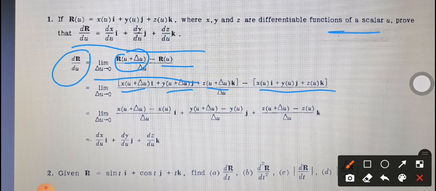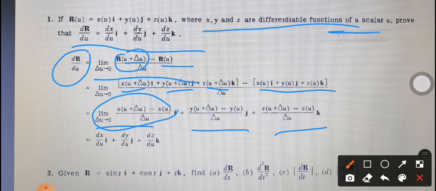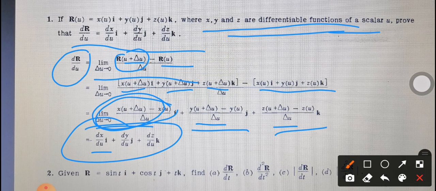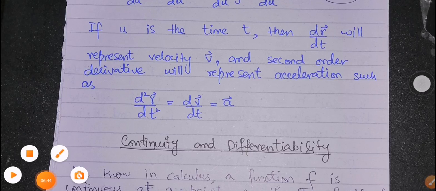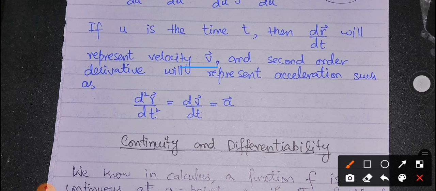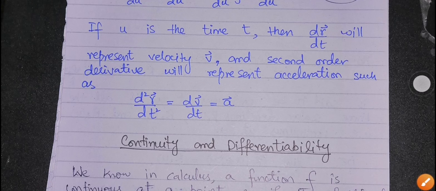So now separating the i, j and k components, we get this form, and this is going to be dx by du, because x, y and z are differentiable functions. So by definition, this term will be equal to dx by du, dy by du and dz by du. If u is the time t, then obviously dr by du will be represented as dr by dt, and it will represent the velocity. And by taking the derivative of velocity, we talk about the acceleration, and we know that dv by dt is basically the double derivative of the position vector.